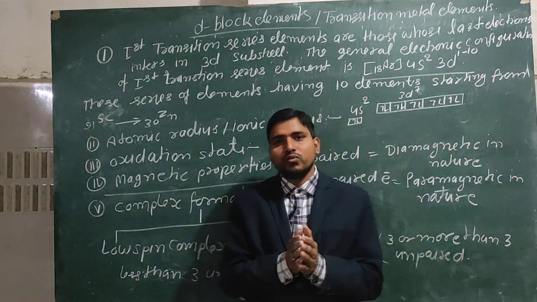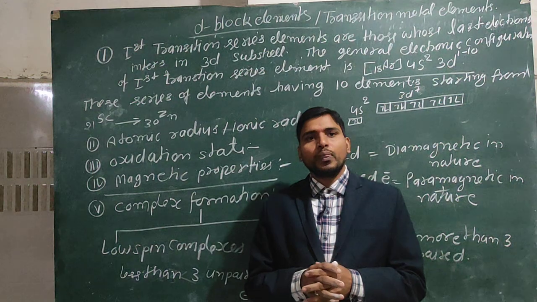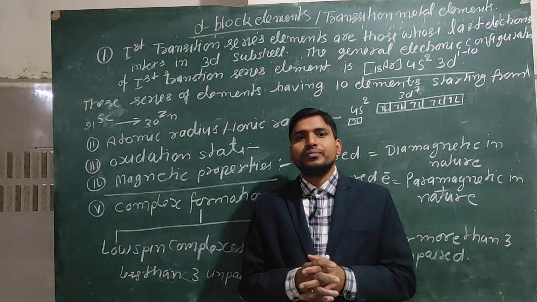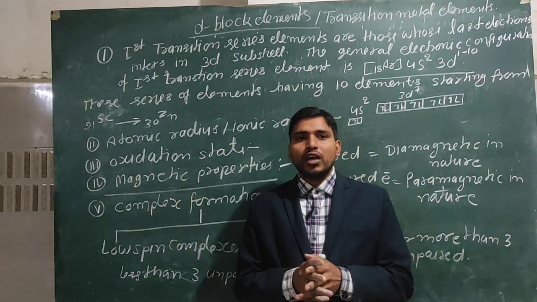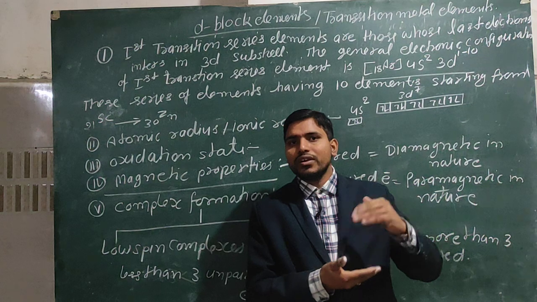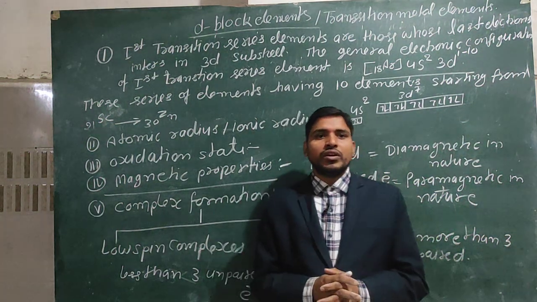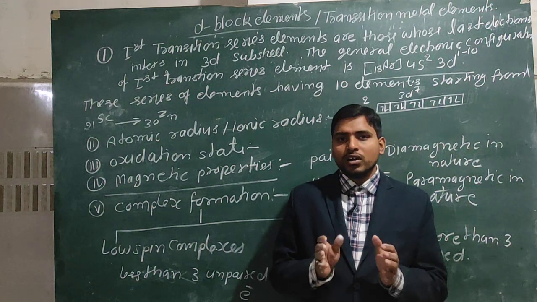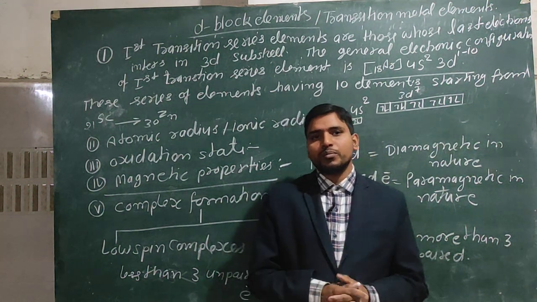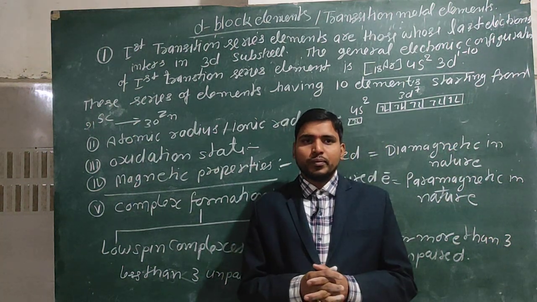Here one question arises: what is d-d transition? You can explain that if any element has a number of unpaired electrons, then it shows d-d transition. If any transition metal element has either paired electrons or zero electrons in the d subshell, then it always shows colorless complexes.